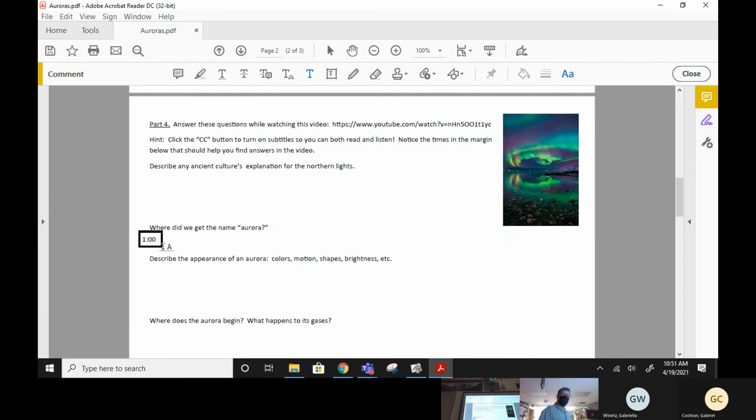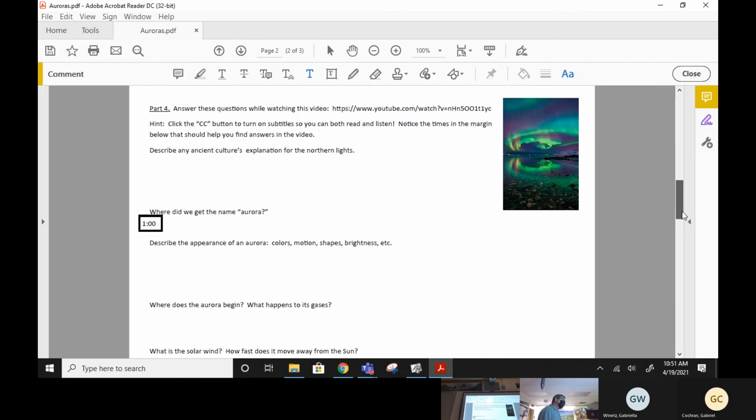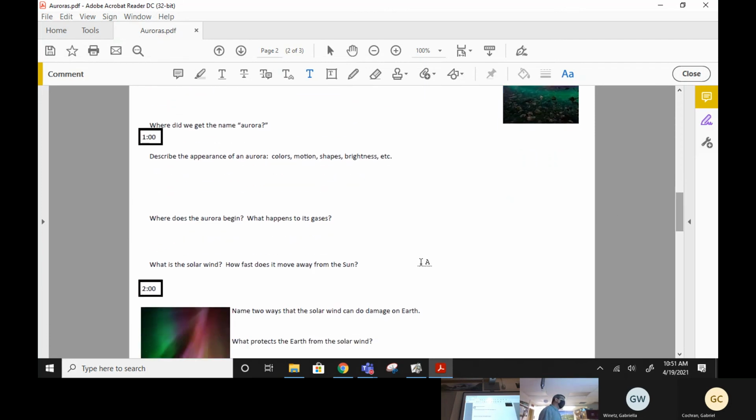Notice right here, there's a little 1 minute mark on the worksheet. That means anything above this was before that 1 minute. Anything after was after that 1 minute mark. And by here, we're to the 2 minute mark, right? So use these to help you find the answers.